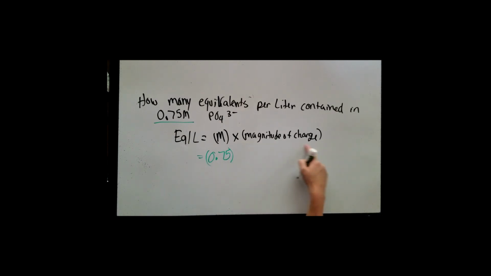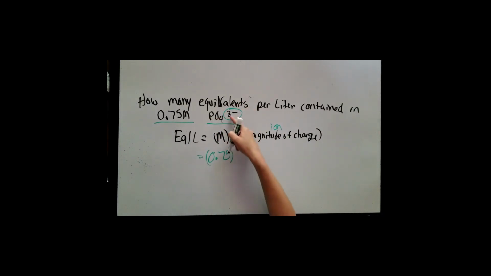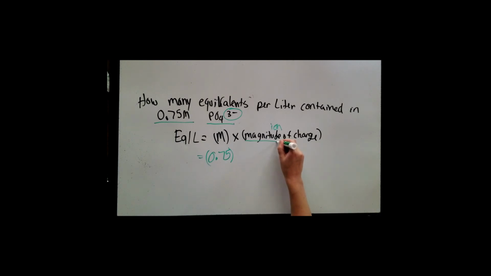But the magnitude of the charge, what this means, this is the ion. So you're always going to be given an ion. They'll tell you what the charge is. So this particular ion, its charge is 3 minus, or minus 3. Now the reason I say magnitude of the charge is because you'll never get a negative equivalence per liter. So I want to take the number 3 down, but I don't want to bring the negative sign with it. I want to take my concentration, 0.75, and multiply it by the number 3 without the charge. So my equivalence per liter is going to be 2.3 if we're doing sig figs.